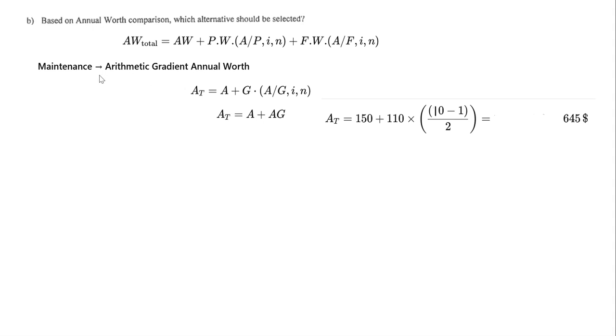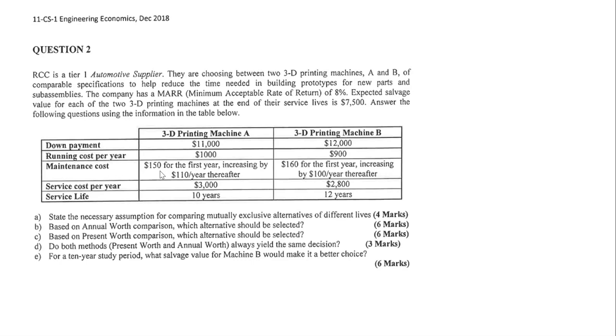For the maintenance, according to the question, the price in the beginning is 150 for the first year. After that, it increases by $110 per year. It's not about a percent; it's talking about a value. So in these types of questions, we consider the first year as a fixed value, and the second part as something which gradually increases, and we use the compound table. Have a look.